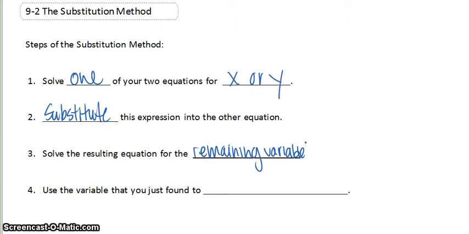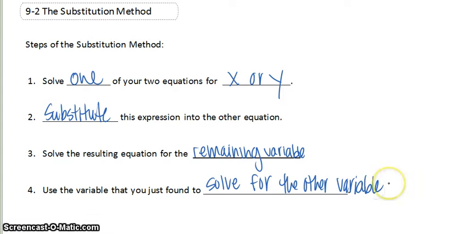And then once you have that, you're going to use the variable that you just found, which is x equals a number or y equals a number, and you're going to solve for the other variable. Once you have one of them, then you can plug it back into one of the equations and find the other variable. This sounds a little bit difficult just because it's so arbitrary.